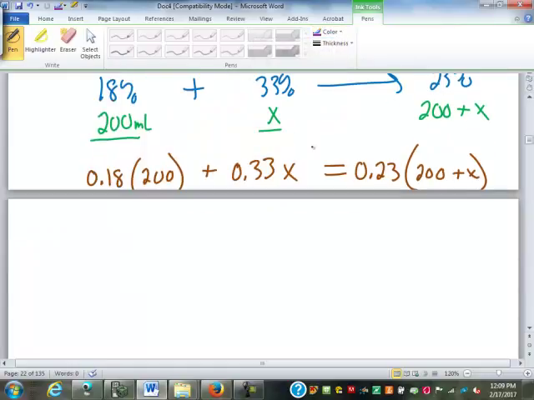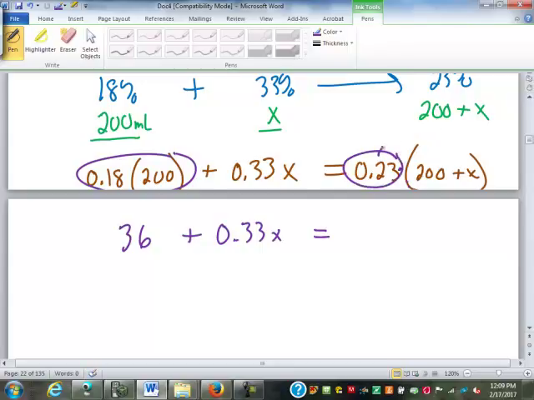So now we have to simplify whatever we can before we start to solve. On the left side, all we have to combine is the 0.18 times 200, which is going to give us 36. 0.33x is just 0.33x. On the right side, we have the parentheses, but there's nothing to do inside those parentheses. So we have to see what needs to be done to them, and that's going to be multiplying by the 0.23. So 0.23 times 200 is 46. 0.23 times x is 0.23x.